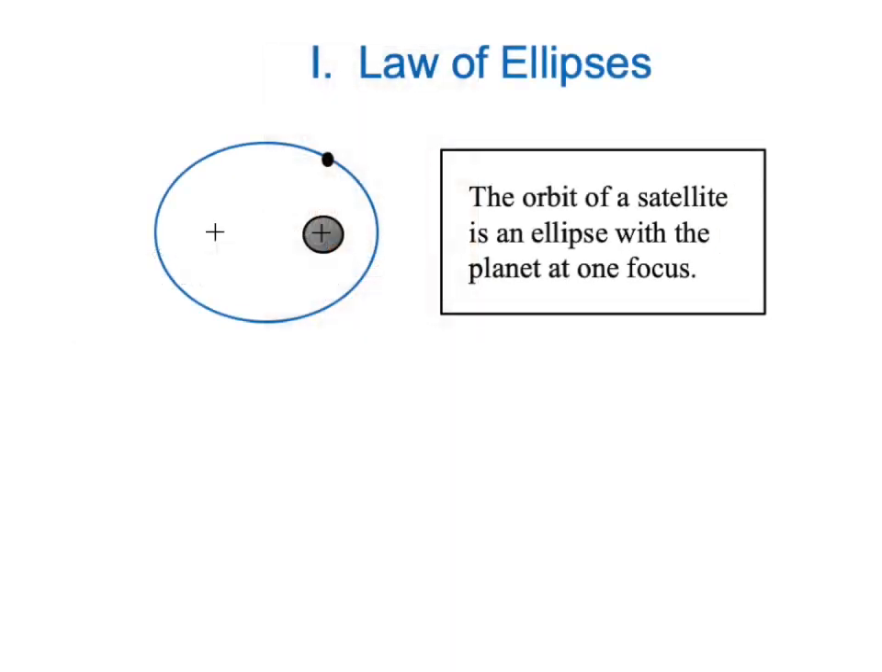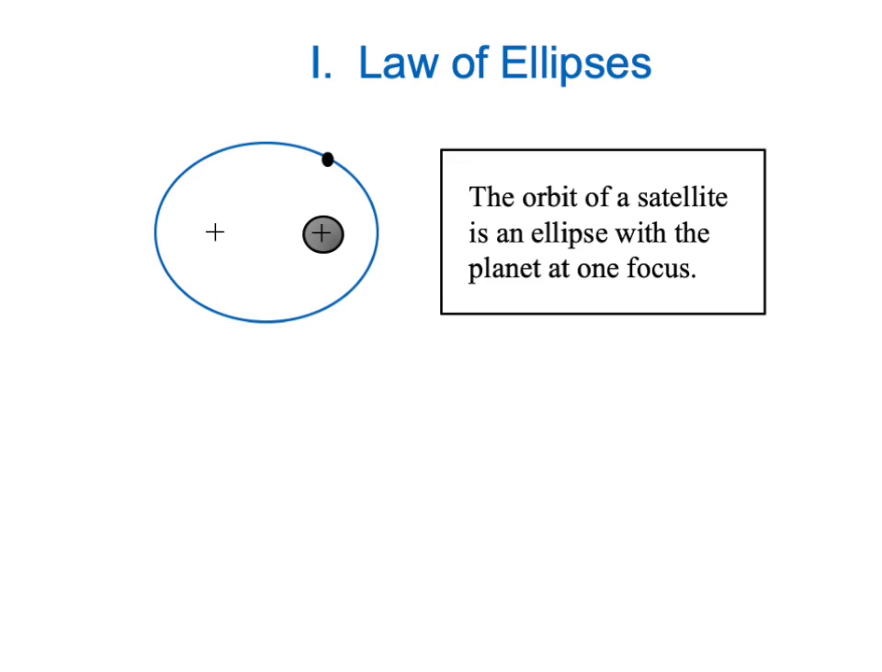Kepler's first law is about the shape of orbits. Now, we're familiar with circular orbits, but Kepler says that in general, the orbit of a satellite is an ellipse, a sort of flattened circle, and the planet is located not in the center of the ellipse, but at one of the two focus points of the ellipse.